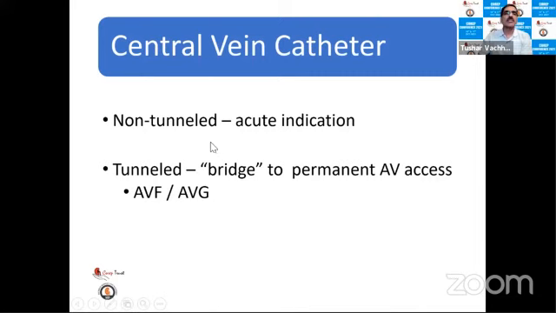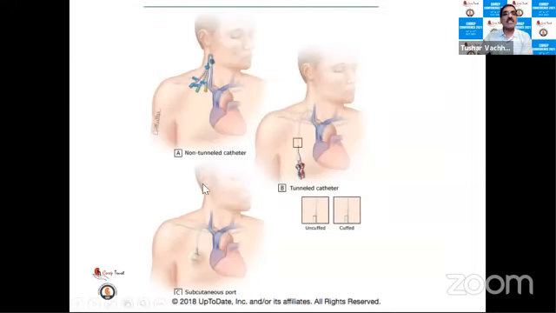Non-tunneled catheters are generally placed for an acute indication, and at least here in the US, we would not leave the catheter in for more than 10 or 14 days. After that, the patients are switched over to a tunneled catheter. But I know the situation in India is different. Different regions have different challenges, and I've heard stories about patients maintaining a non-tunneled catheter for 2-3 months or even longer at a time. Of course, that brings in additional issues.